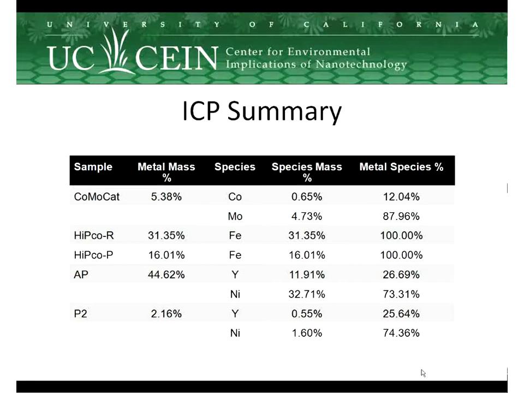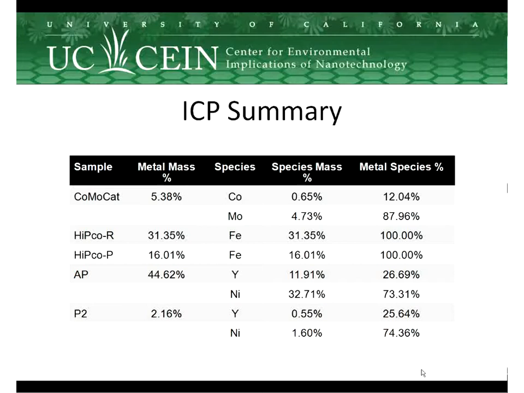Then we have the HiPco as received and purified, and you can see that that is mostly iron because of the catalyst that gets used. It starts out at 31% and drops to 16%, so that's the main impurity there. The AP comes in at 44% metal, and then they purify it to 2% or so, and that's basically nickel and a little bit of yttrium. So that's the main implications for that.